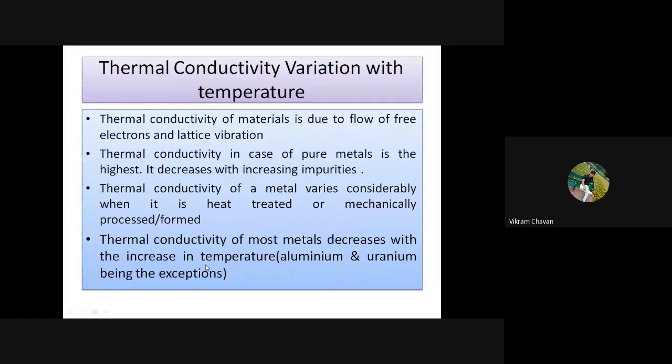But two materials are an exception to this, that is aluminum and uranium. These two metals are exceptions to this particular statement. In case of aluminum and uranium, what happens? The thermal conductivity of aluminum and uranium goes on increasing with increase in temperature. For other metals, conductivity decreases with increase in temperature. Okay, important thing, remember this point.